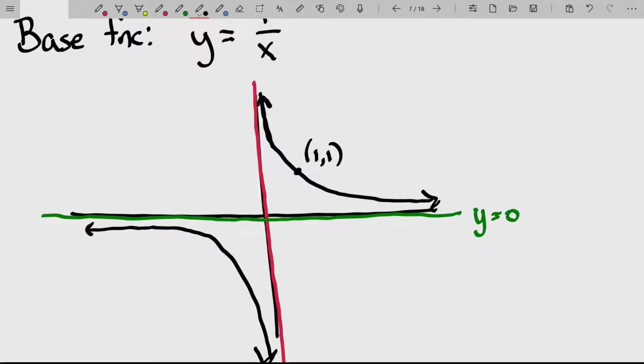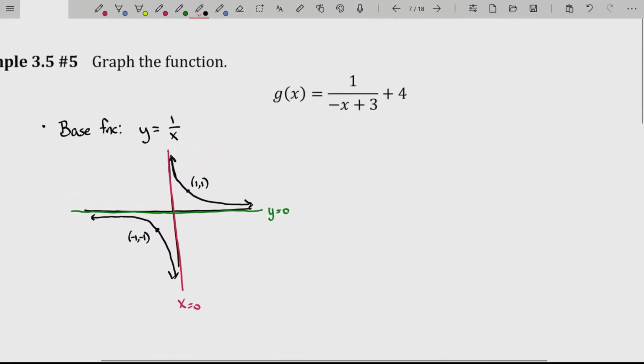And if your instructor requires 2 points to be plotted, well then fine. It goes also through -1, -1. It's symmetric. Now, how am I going to rebuild that g of x? Well, there's a trick here, and it's a very important trick to pay attention to.